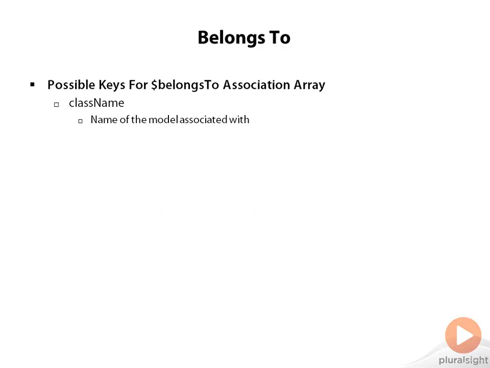For the belongs-to association array, the possible keys can be class name. Again, this is the name of the model it's associated with, and the foreign key. Now this is the foreign key in the current model, whereas before in the has-one and has-many, we were referencing the foreign key in the other model. This foreign key is the foreign key in the current model.